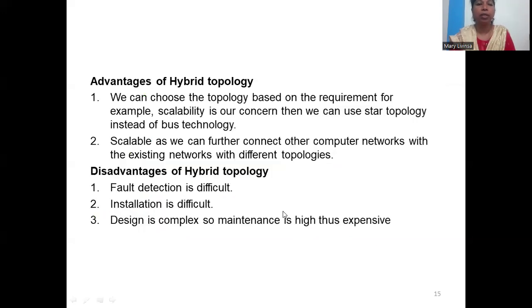Then advantages: we can choose the topology based on the requirement. For example, if scalability is our concern, then we can choose star topology instead of bus topology. It is scalable as we can further connect other computer networks with the existing networks with different topologies. The disadvantages: fault detection is difficult and installation is also difficult. So the design is complex, maintenance is high, so it is very expensive.